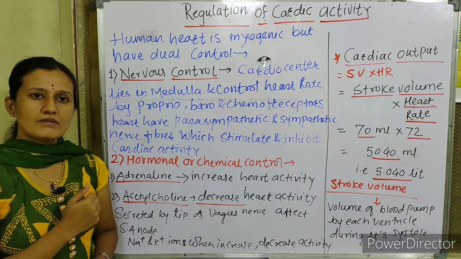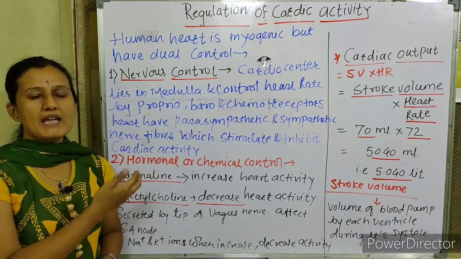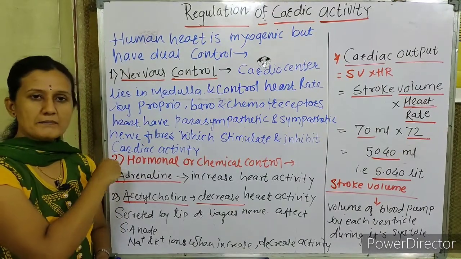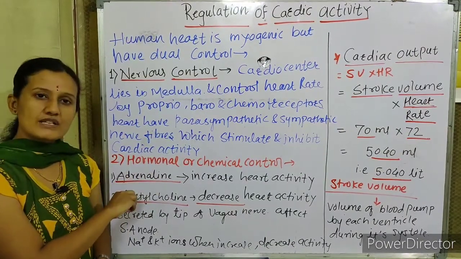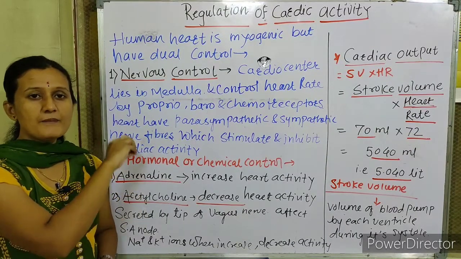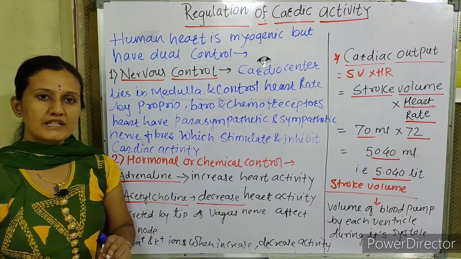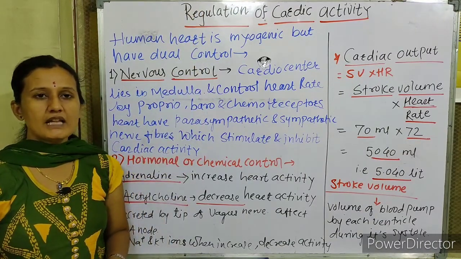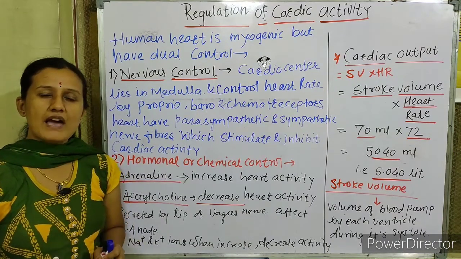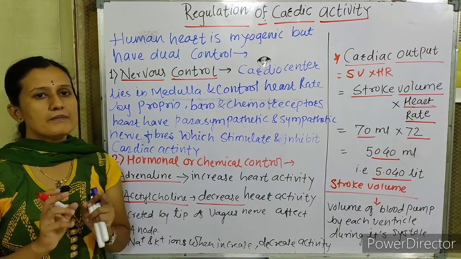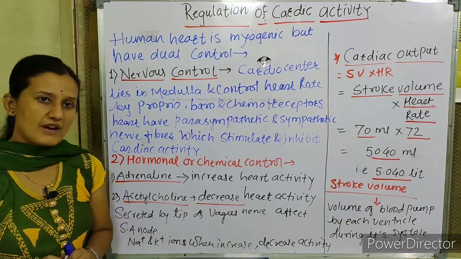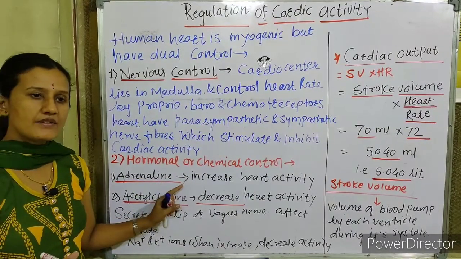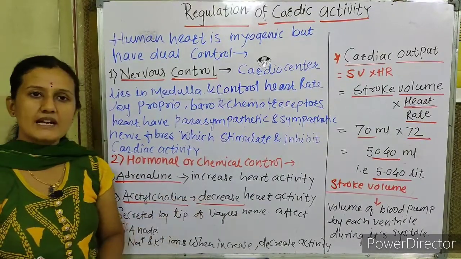Adrenaline controls the heart activity by enhancing the work of cardiac centers. That adrenaline is secreted by the sympathetic nerve fiber. Acetylcholine is secreted by the parasympathetic nerve fiber. Sympathetic nerve fiber increases the activity, parasympathetic nerve fiber decreases the activity. The right and left vagus nerves decrease the heart activity by parasympathetic nerve fiber. Means by hormonal and chemical control, adrenaline increases cardiac activity and acetylcholine decreases the heart activity.